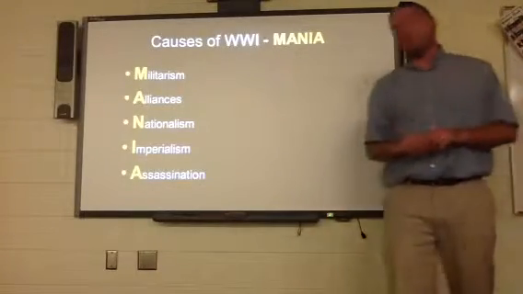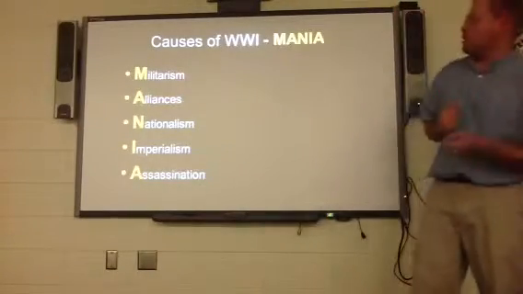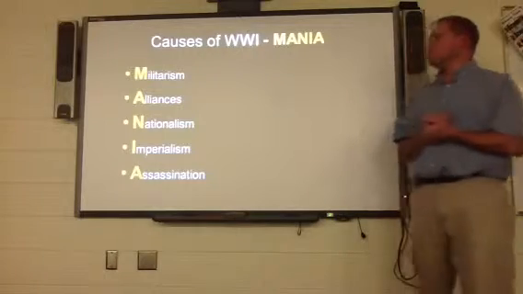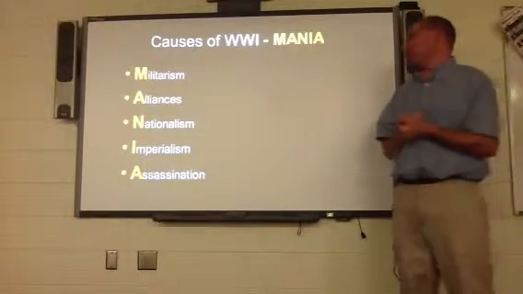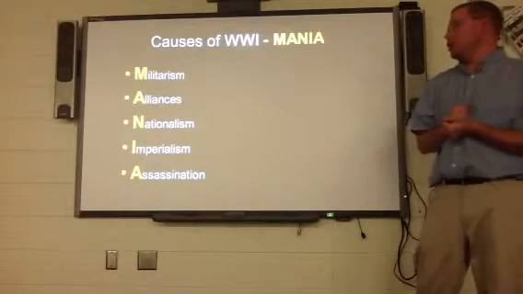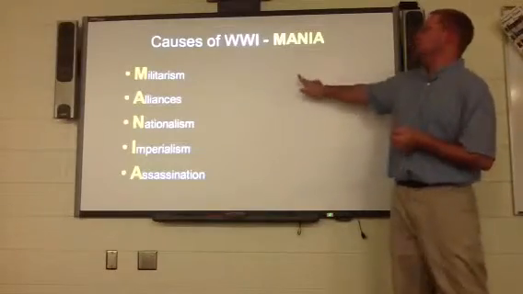Causes of World War I can be broken down into the 5 things up on the screen. M for militarism, A for alliances, N for nationalism, I for imperialism, and A for assassination.